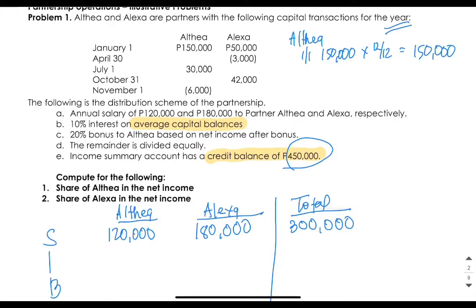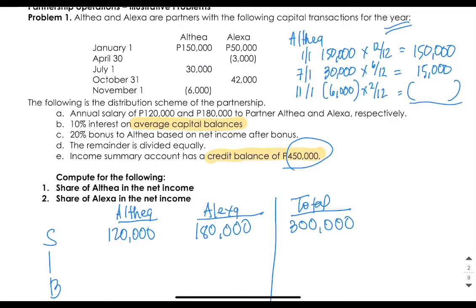Then July 1, that is 30,000. It is an additional contribution from July 1 to December 31. How many months? That's July, August, September, October, November, December. That's 6 months, 6 over 12. So that is half of 30,000, which is 15,000. And then lastly, November 1, we have negative 6,000. We just have to copy the sign, 6,000. And then from November 1 up to December 31, how many months? That is 2 months, so times 2 over 12. And of course, we have to copy the sign.